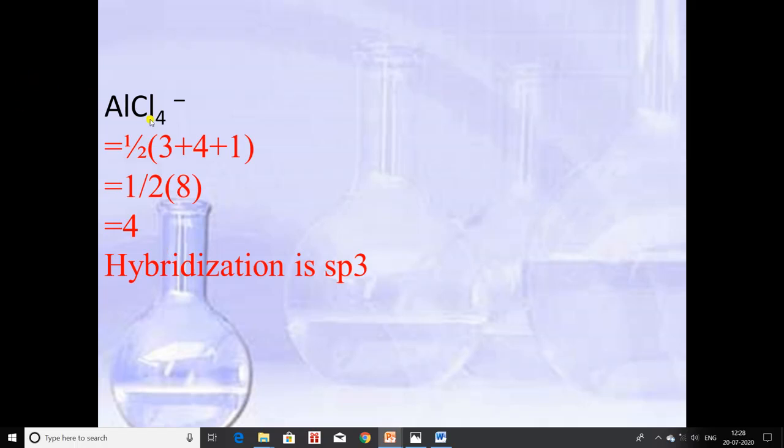For AlCl4 negative, the hybridization is sp3. How? 1/2 the number of valence electrons of aluminium, 3, plus 4 atoms of chlorine attached with single bonds to aluminium, so 4, plus the negative charge. For the negative charge add 1, so it is equal to 4. So with 4 electron pairs, the hybridization is sp3. In total you can count them: 3p, 1s, so in total it is equal to 4. So the hybridization is changing from sp2 to sp3.